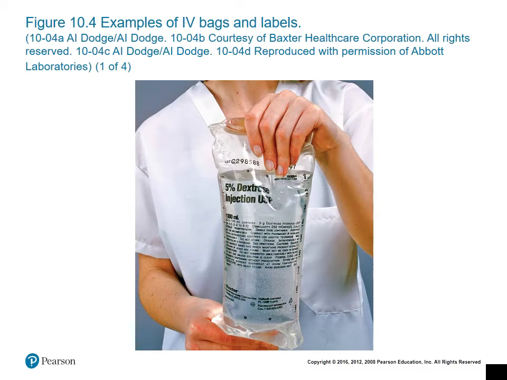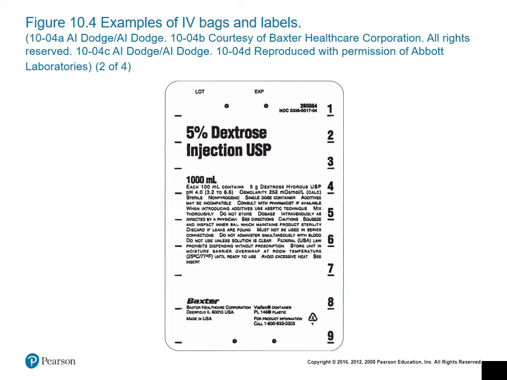Okay, so the next handful of slides are examples of IV bags. This is an actual IV bag, and then the next slide will have a zoomed in view of the label. If you notice, this is a 5% dextrose, and 1,000 milliliters is contained in the bag. Right below 1,000 milliliters, it says each 100 milliliters contains 5 grams of dextrose, and we could figure that out also from right above. It says 5% dextrose, which we know is 5 out of 100, so 5 grams per 100 milliliters.